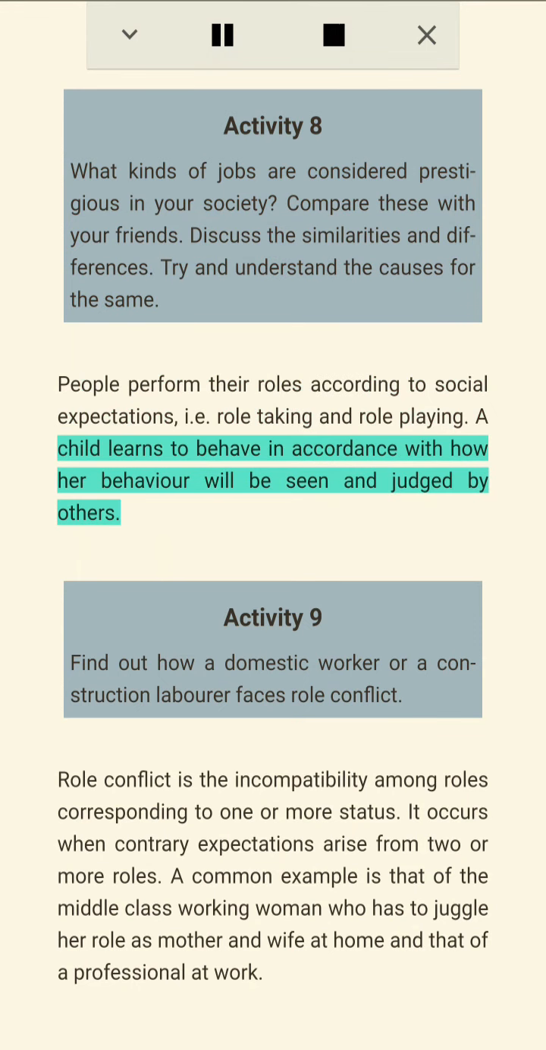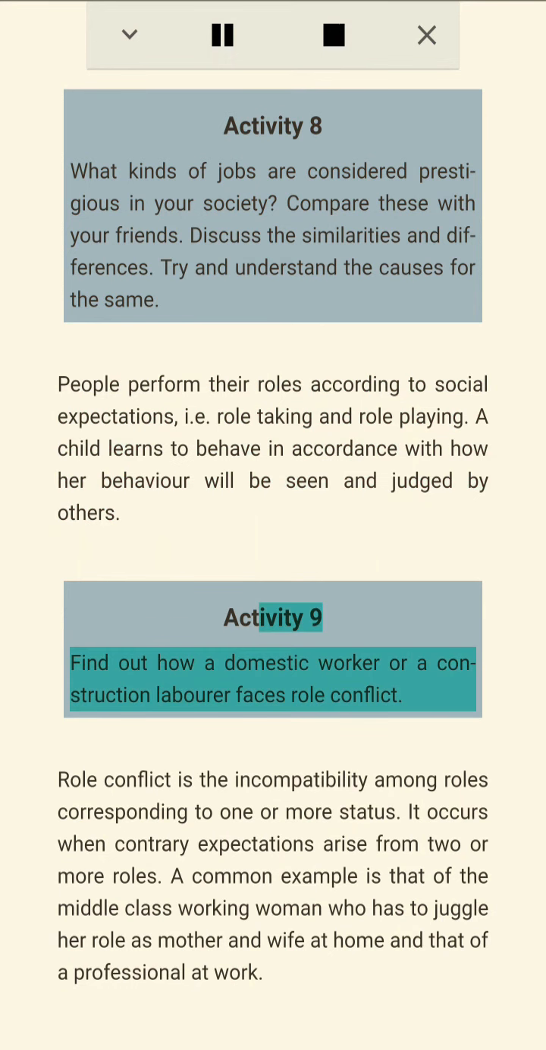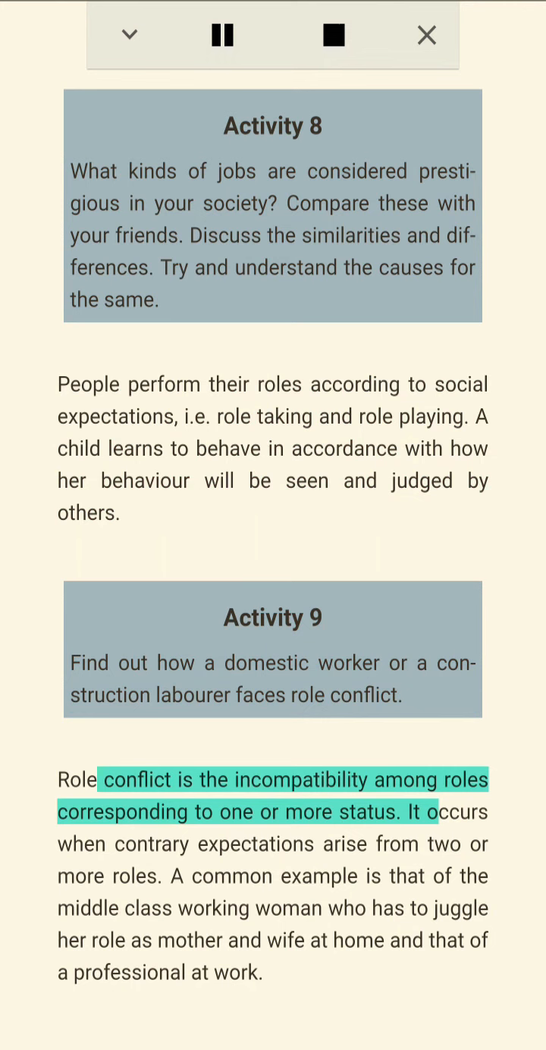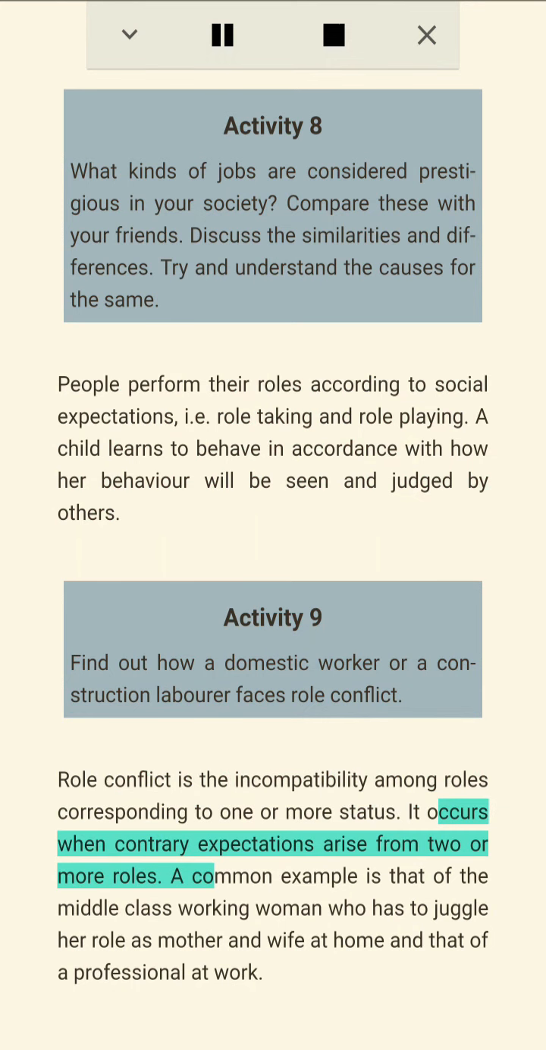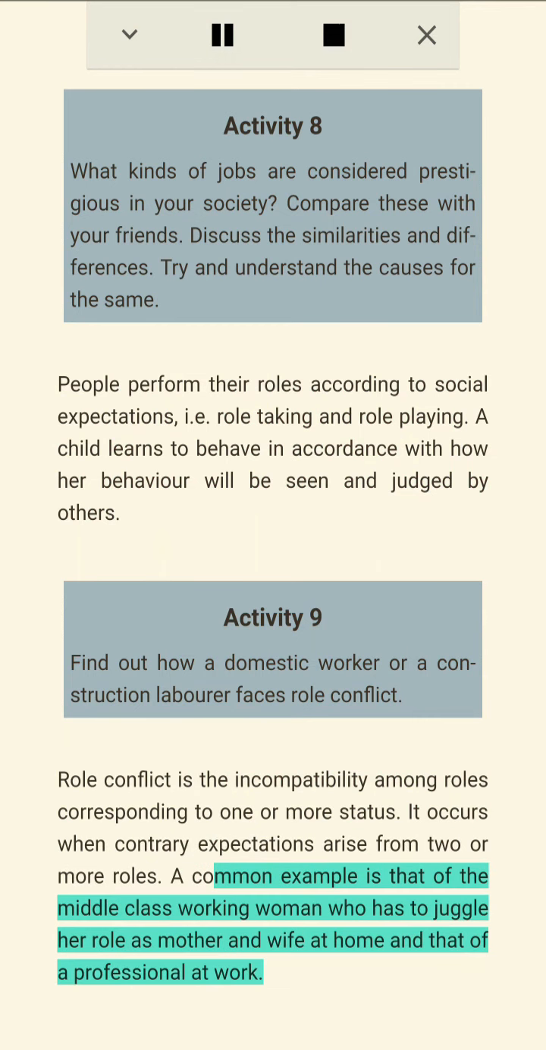People perform their roles according to social expectations, i.e., role-taking and role-playing. A child learns to behave in accordance with how her behavior will be seen and judged by others. Activity 9. Find out how a domestic worker or a construction laborer faces role conflict. Role conflict is the incompatibility among roles corresponding to one or more statuses. It occurs when contrary expectations arise from two or more roles. A common example is that of the middle-class working woman who has to juggle her role as mother and wife at home and that of a professional at work.